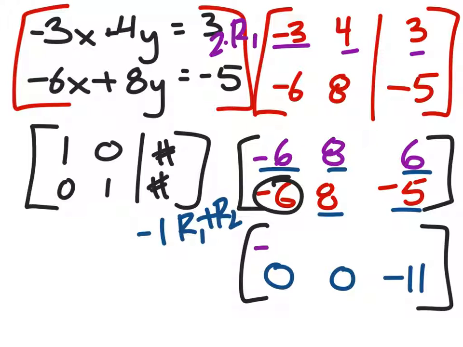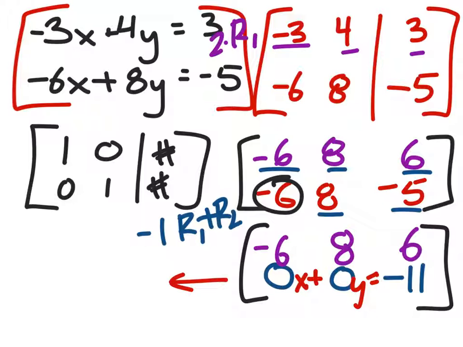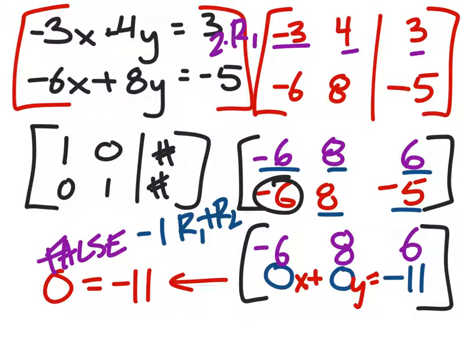But that's as far as we have to go on this one, because we have 0x plus 0y equals negative 11, which is really the same as saying that 0 is equal to negative 11. That's false right there. Since it's false, it has no solutions.